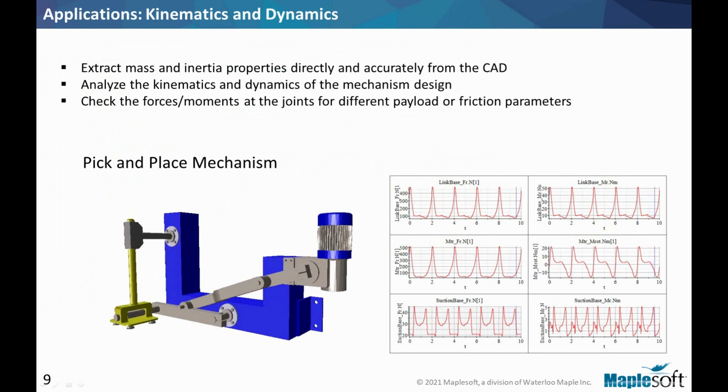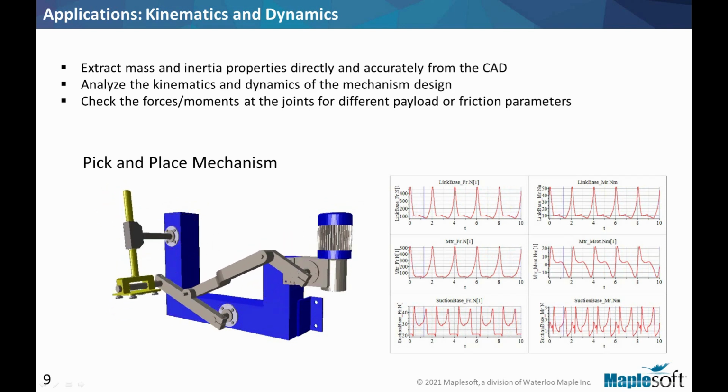So let's check out some applications of using MapleSim in automation. With the model built, you would be able to analyze the kinematics and dynamics of your machine. This will answer questions like how motion of one part will translate or correlate to the motion of another part, or what are the forces or moments on different joints for different payloads or joint friction values?